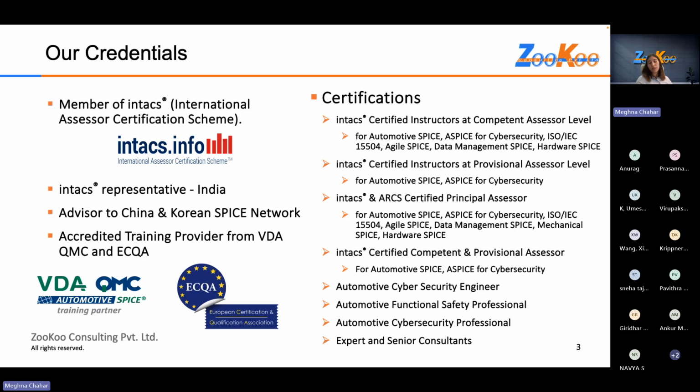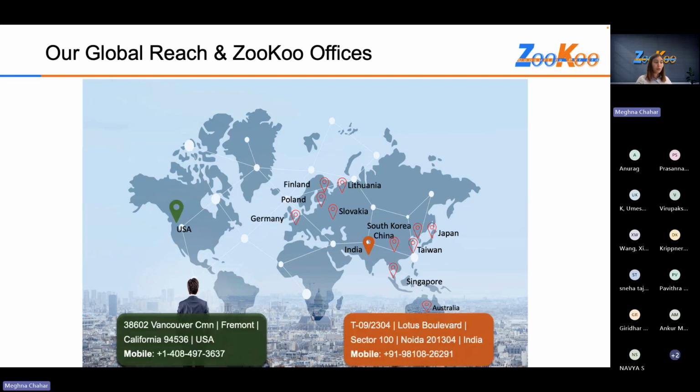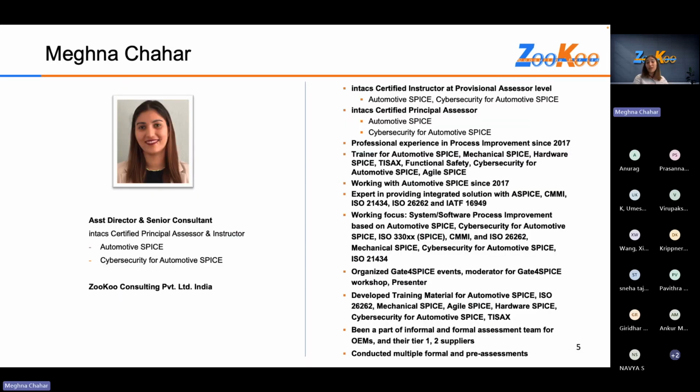So this was about our credentials, and here this is our footprint. When I say our, it's Zuku's footprint. Along with that, we are located in 2 locations, India and USA. So we have 2 different offices. One is in Noida, India, another is in California, US. That's all about Zuku Consulting.